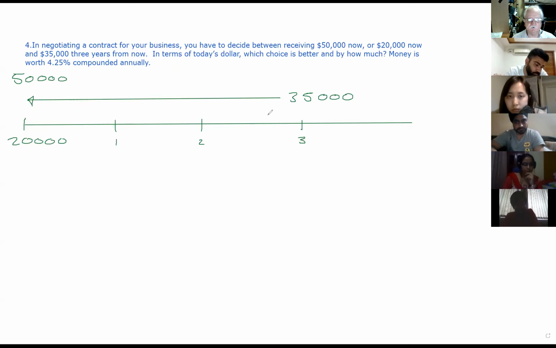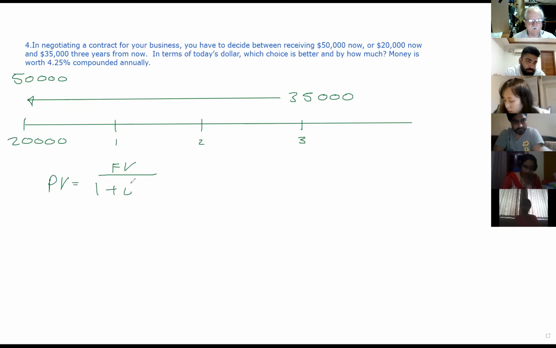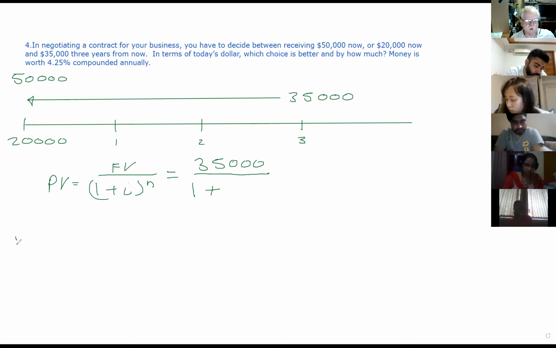And we have a formula for doing that. We just used it. Present value equals future value over 1 plus I to the power of n. So we know the future value, 35,000, over 1 plus. Now, what is I equal to? Let's go back. We know J is 4.25.